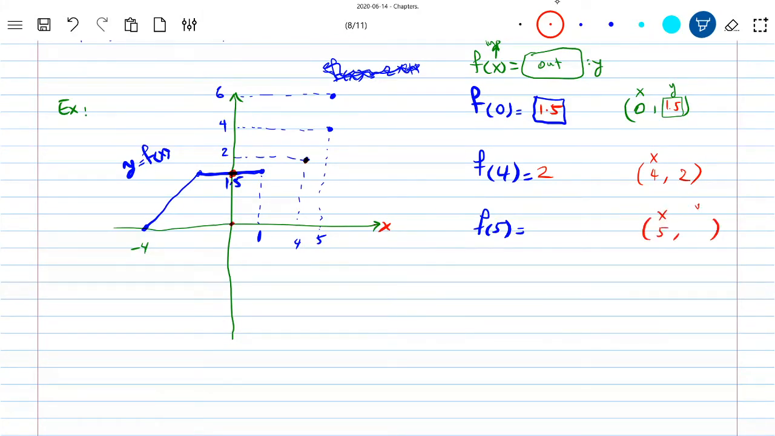What is the y value? This is the question. I find x equals 5. Here's the point with x equal to 5. But if you look above, there is another point with the x value equal to 5. So which one do I consider?